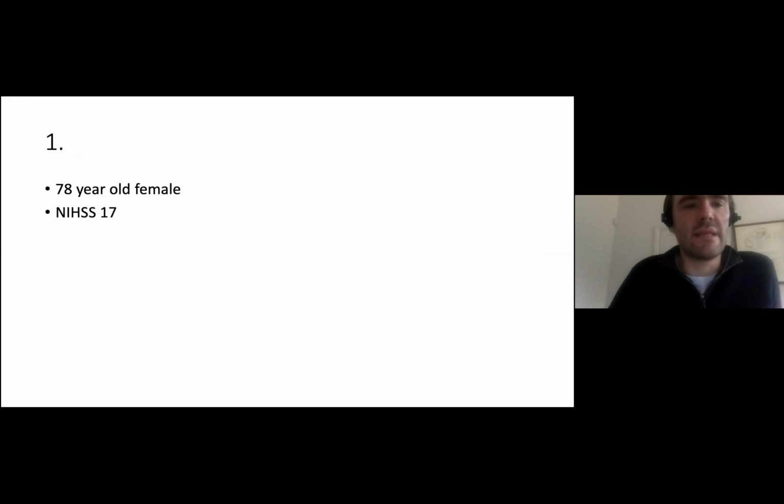So this is a 78-year-old female. I'm sure you're all aware of the NIHSS, a stroke scale that the stroke physicians use. It indicates how severe the stroke is. So 17 is a really bad stroke.